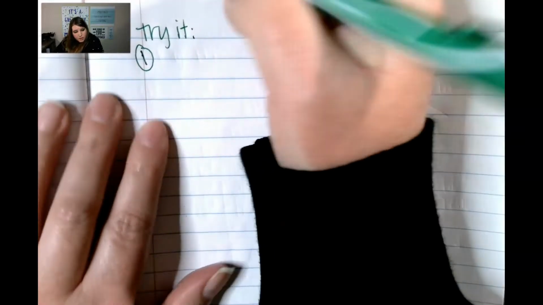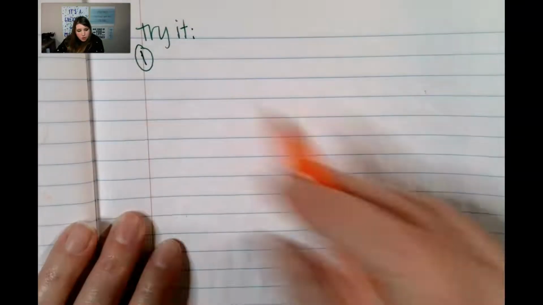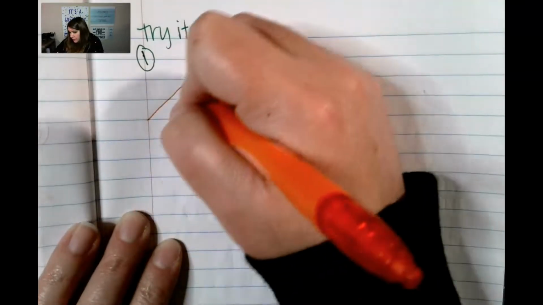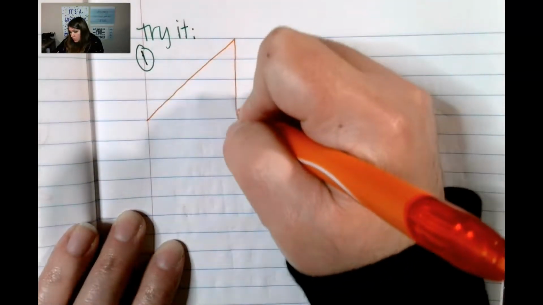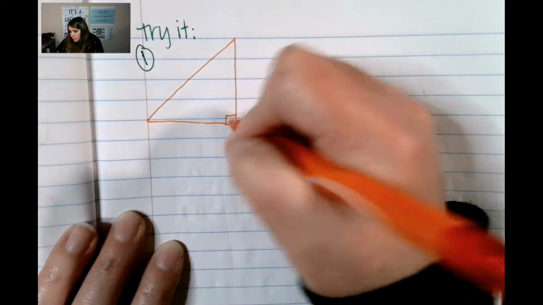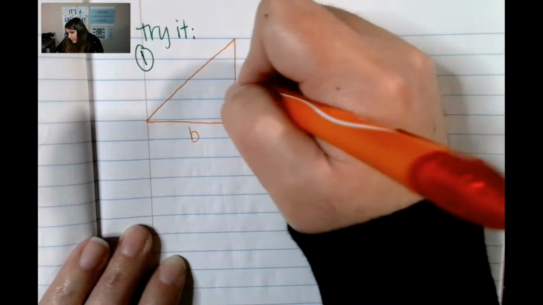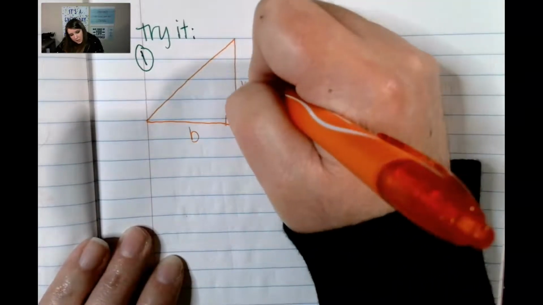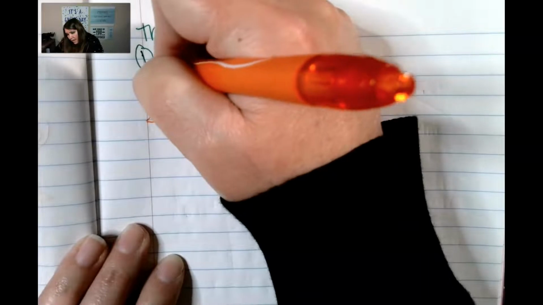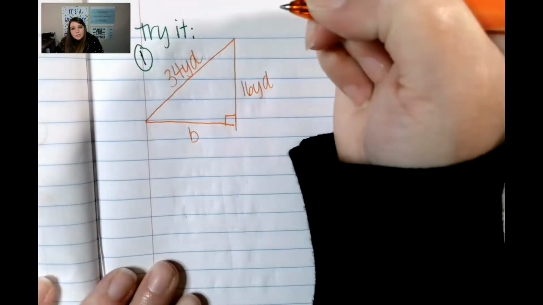Try it number 1 says that we have a triangle. It's an orange triangle, and this orange triangle is a right triangle. We are looking for leg B. And this one is 16 yards, and the hypotenuse is 34 yards.